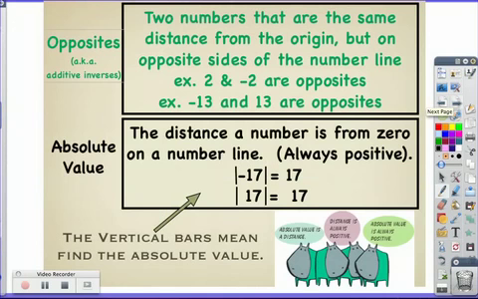Reciprocal, also known as multiplicative inverse. The reciprocal of any non-zero number a is 1/a. This is because we flip the fraction upside down.